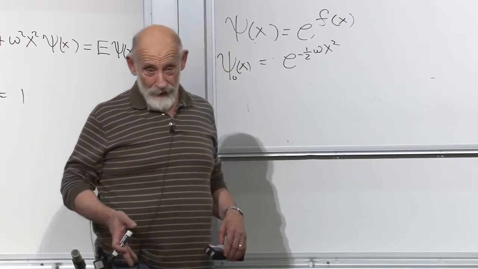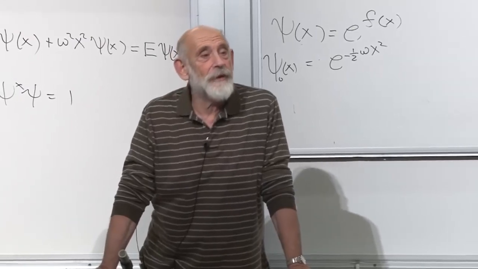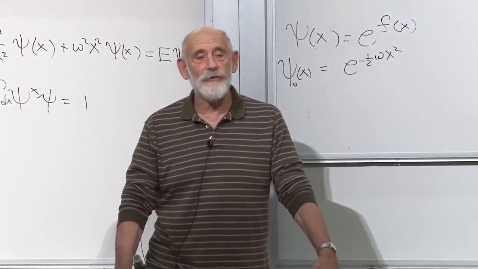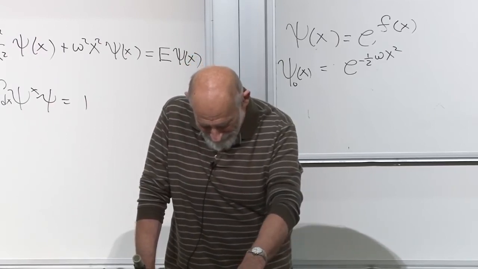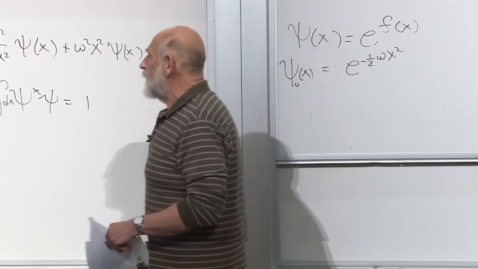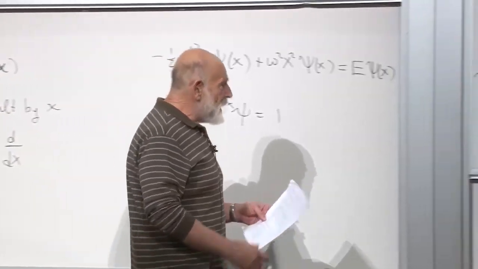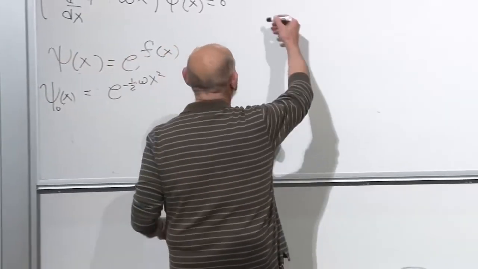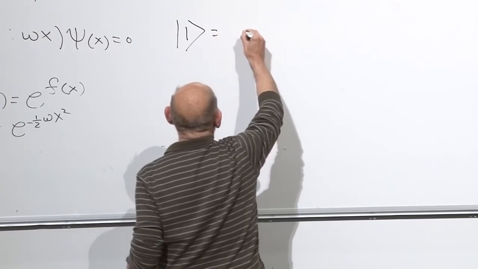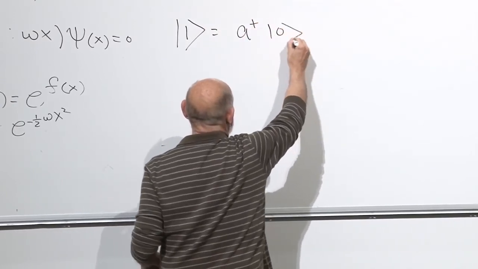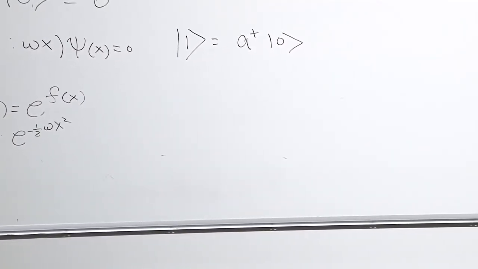What about the first excited state? I'll do the first excited state for you. It's almost trivial, and then you can go home and have a lot of fun calculating the next 50 states. It's sort of mindless fun, but how do you do it? It's how you do it that's more interesting than what you get. Well, I don't know, they're both interesting. But you do it by saying, look, I know what the first excited state is abstractly. Abstractly, the first excited state is equal to A plus times the ground state. I know what the ground state is, and I know what A plus is. So let's just apply A plus to the ground state.